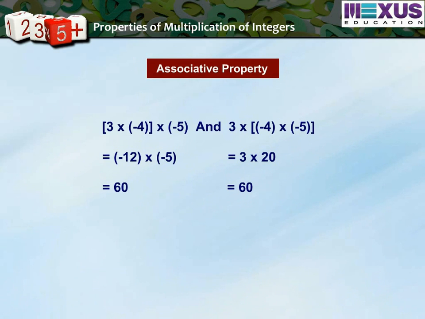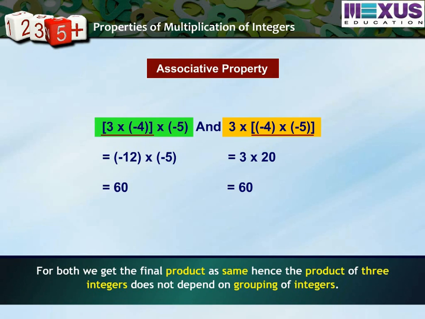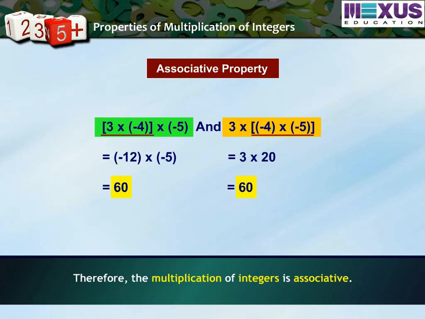Now consider the multiplication of 3, minus 4, minus 5. Grouping as follows: in the first case, 3 and minus 4 are grouped together, while in the second, minus 4 and minus 5 are grouped together. For both, we get the final product as the same. Hence, the product of three integers does not depend on the grouping of integers. Therefore, the multiplication of integers is associative.